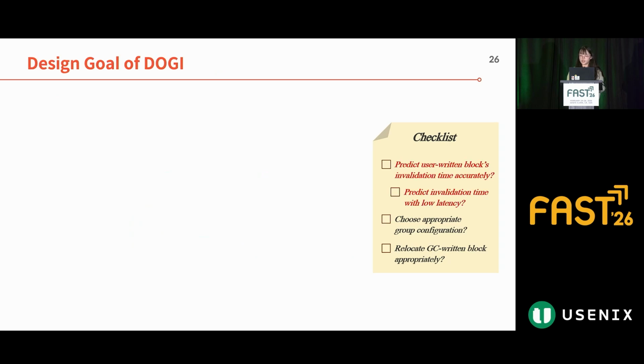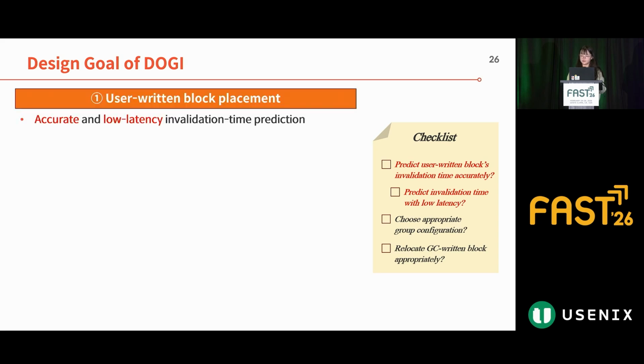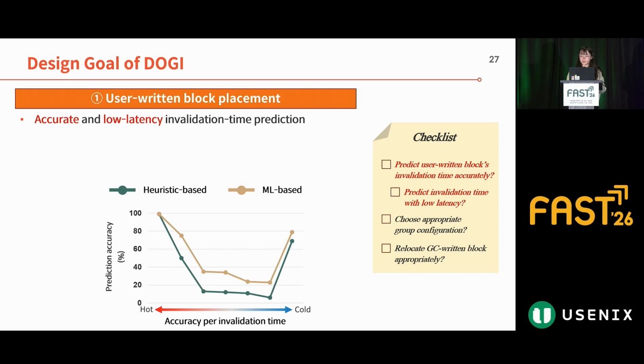Therefore, we designed DOGI to address the limitations of existing techniques. DOGI has 3 design goals. First, DOGI aims to predict the invalidation time of user-written blocks accurately while keeping prediction latency low. To achieve this goal, we obtain a key insight from the following experiment.